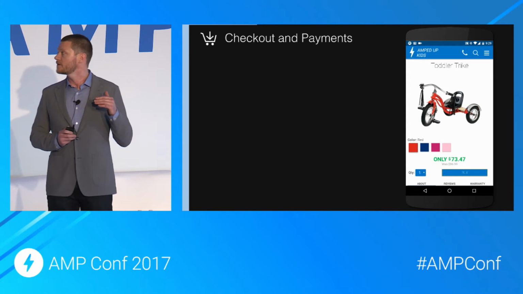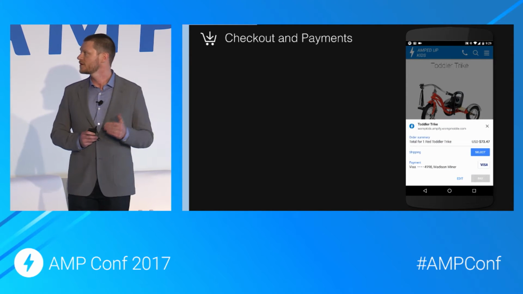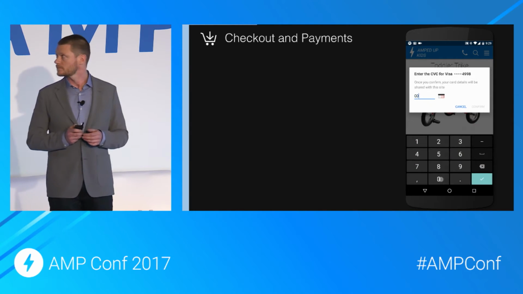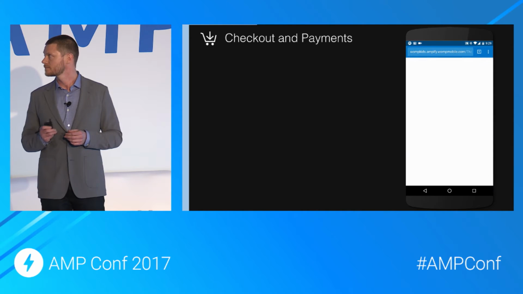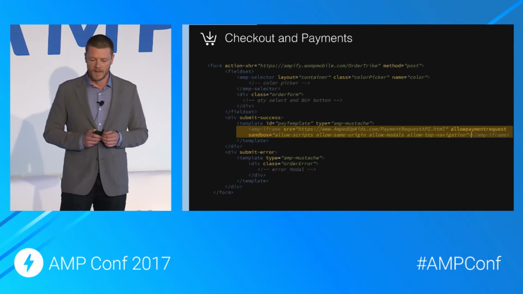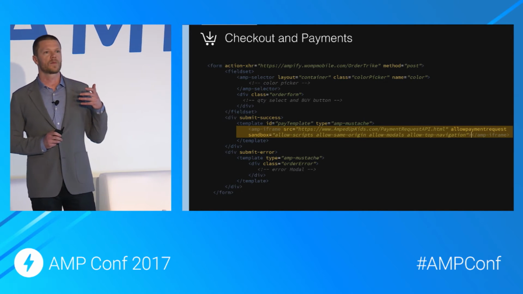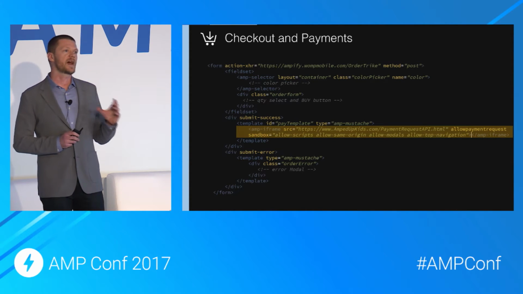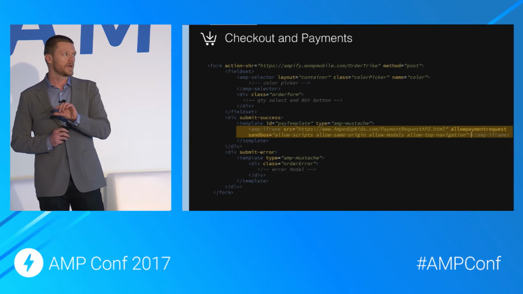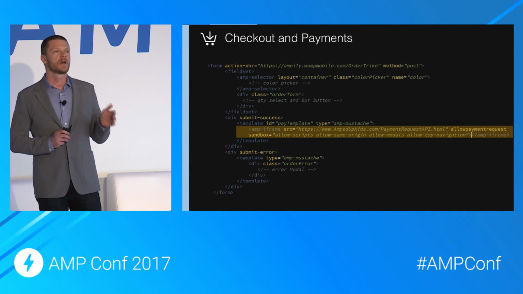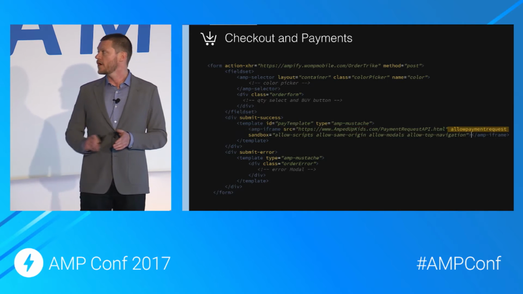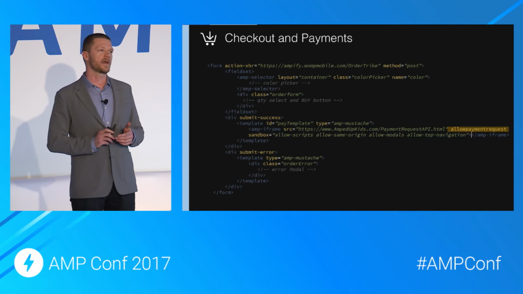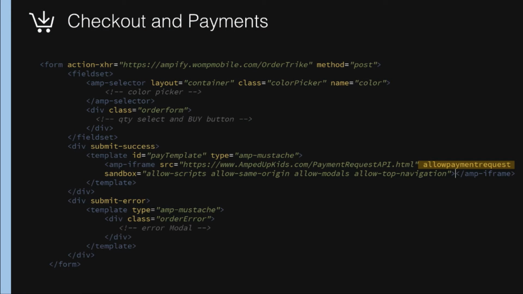This is using the browser's new payment request API from an AMP page to allow a user to check out directly from the AMP page. Here again, we're using a form, and inside the form, we have a submit success template. And this template contains an iframe, which downloads a document that contains the JavaScript, which runs the payment request API. An important note here is this only works if the allow payment request attribute is on the iframe. And AMP is now allowing that, so that's valid AMP.